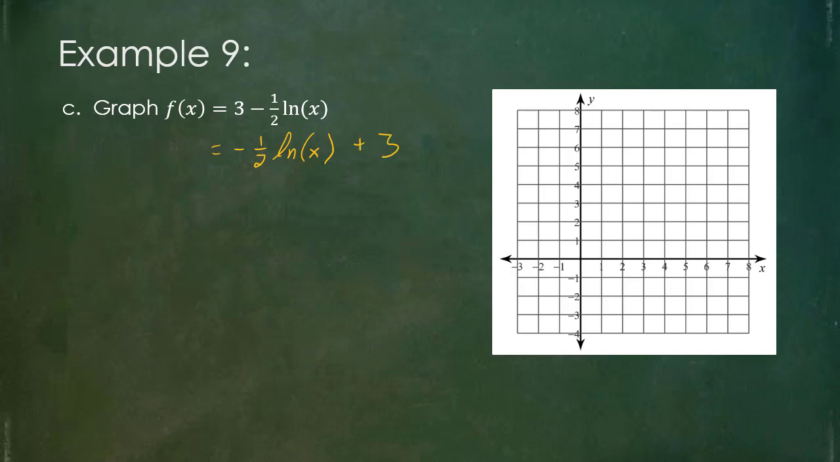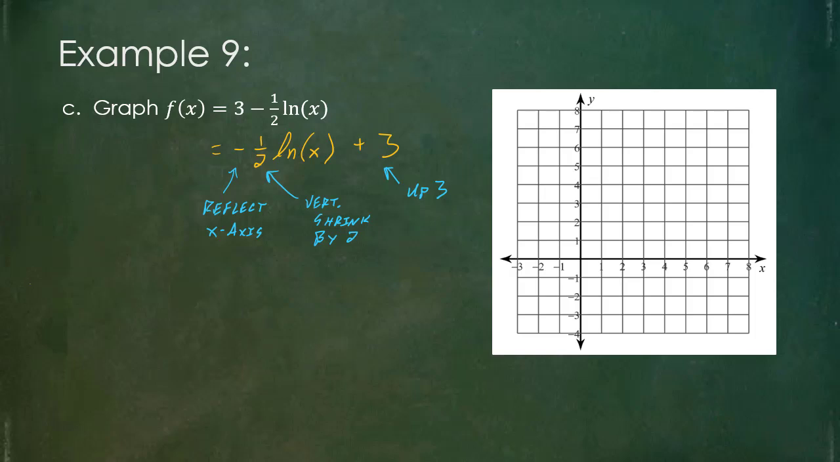So if I think in terms of what each of these things do, this negative should reflect over the x-axis. The 1/2 that's in front, that really should be a vertical shrink, because again it's outside. So that's really going to divide my y values by 2. And then the plus 3 on the outside should be a shift up 3 places.